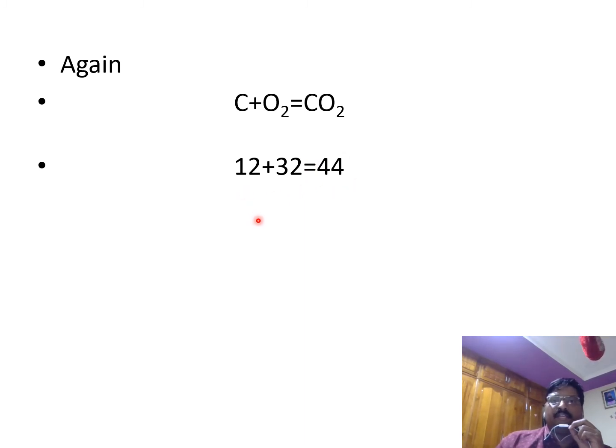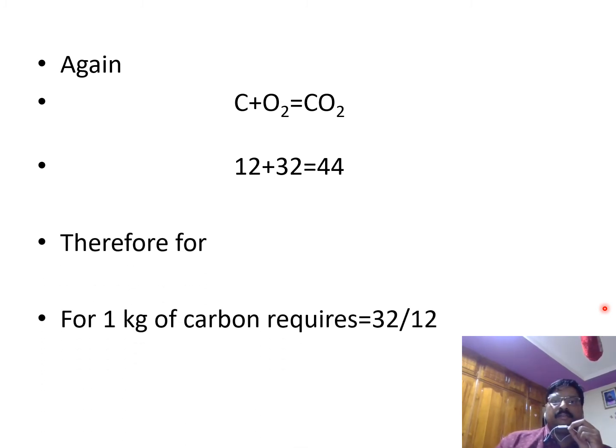Suppose for 1 kg of carbon, what is the quantity of oxygen required? For 1 kg of carbon we require 32 by 12. If we divide the numerator and denominator by 12, for 1 kg of carbon we require 32 by 12 kgs of oxygen. Therefore we require 8 by 3 kgs of oxygen for burning 1 kg of carbon. Okay.